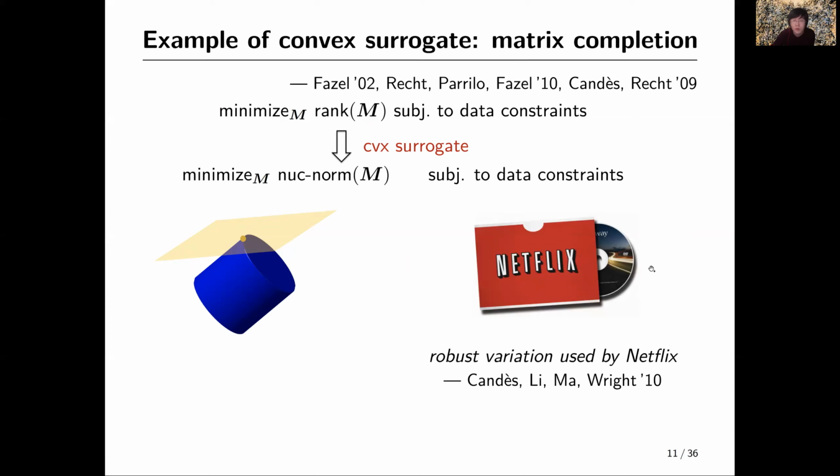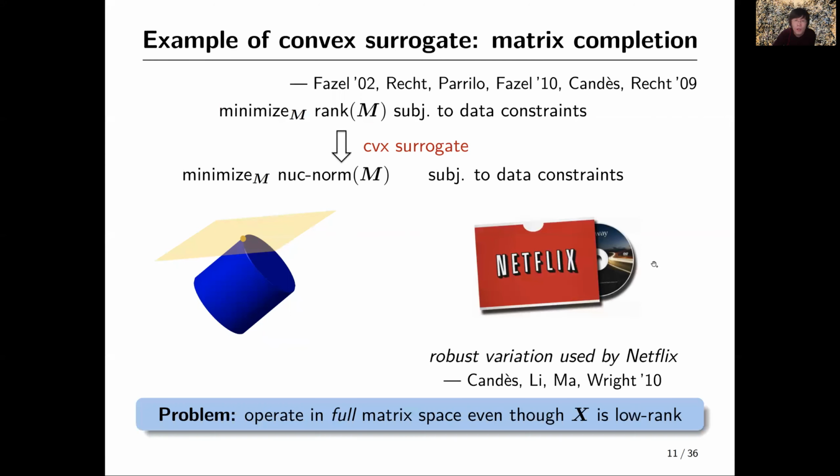Indeed, this type of idea and its robust variations have actually been used by Netflix and have been quite successful. However, one drawback is that often we need to be solving a quite expensive optimization problem over the full data matrix space, which can be quite expensive, even though we know this matrix has certain low dimensional structures.